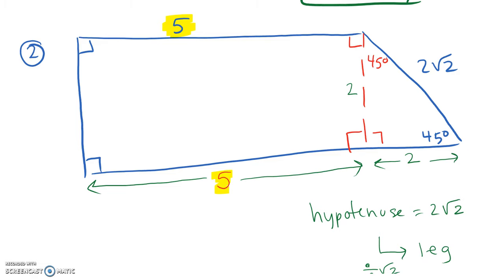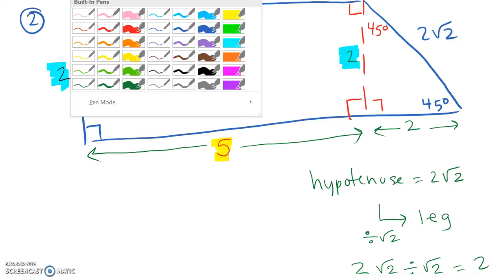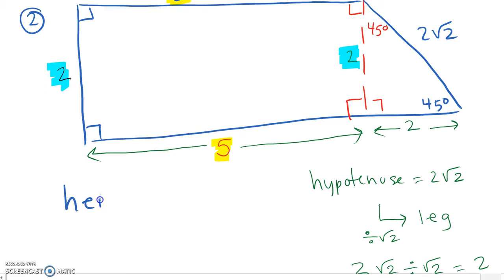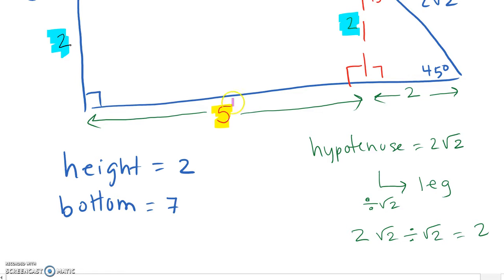And then using the same reasoning as before with this rectangle, if I have a 2 right here, this has to be 2 as well, because those have to be the same. That kind of gives me all of my different things. So then I go back and I figure out what they actually asked me for. They asked me for the height, which is 2, and they asked me for the bottom. If I look at the bottom of the trapezoid, I need to go all the way across. It is 7. So I take the 5 and I add the 2 to it. I add them together to get the bottom, which comes out at 7.